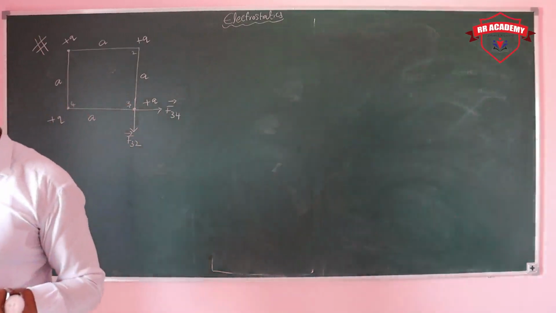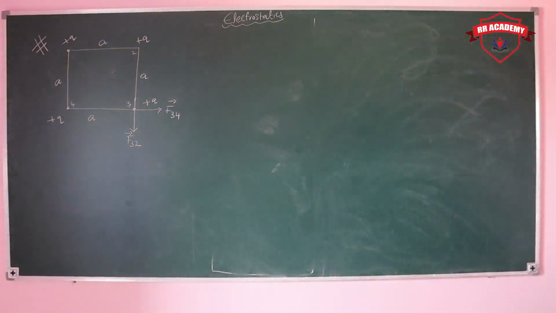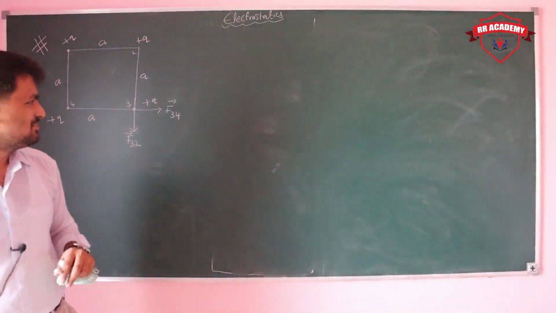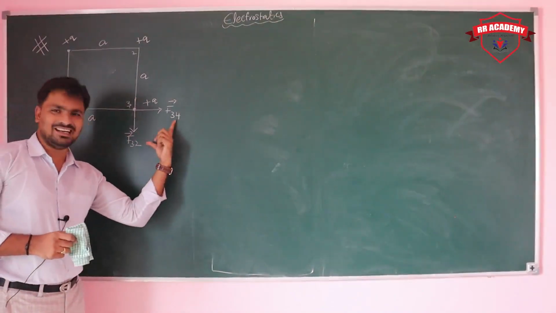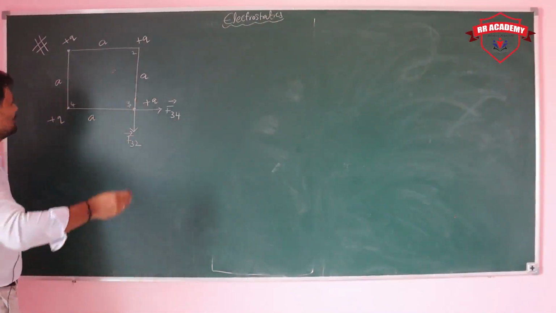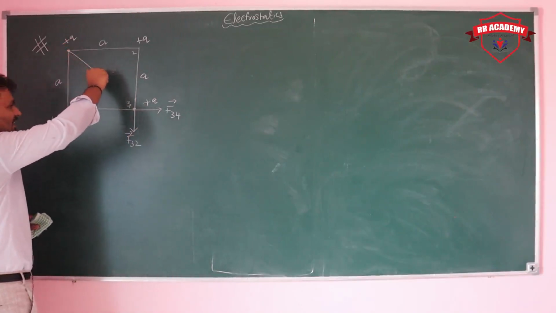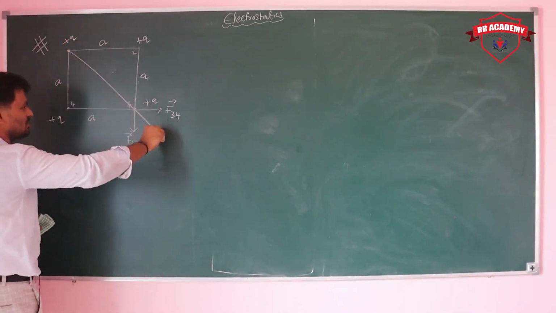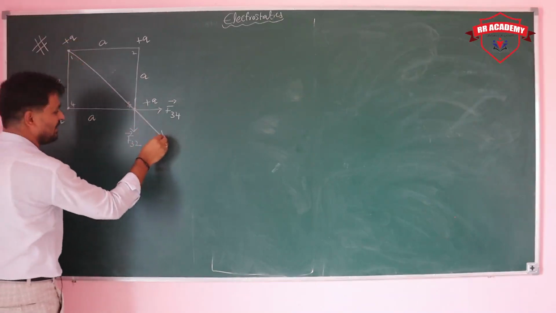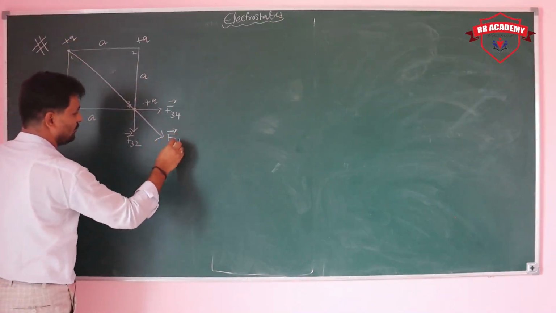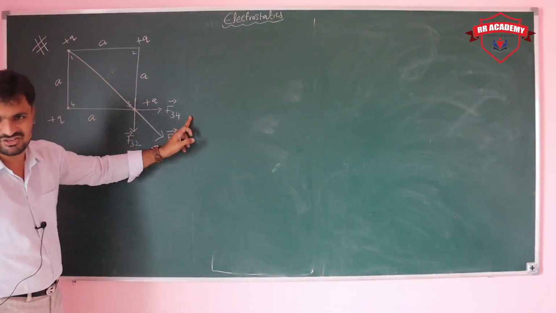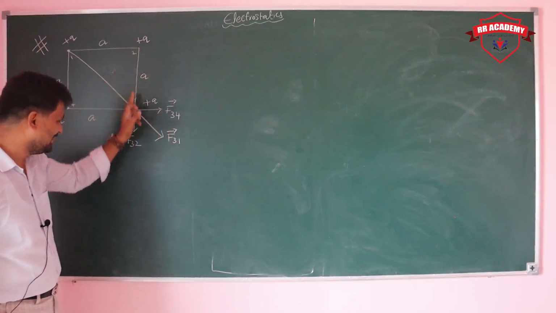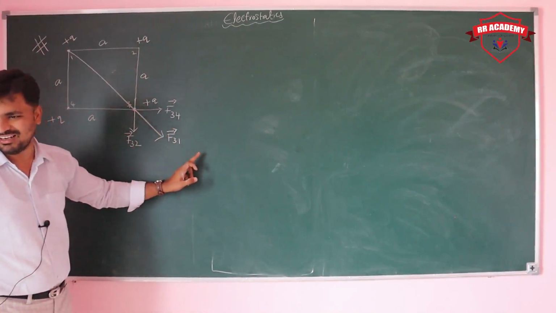Hey, why did you close it? It's hot, that's why. So F32, F31. We will see later what their resultant will be. Let's see here, another force is there. Which force? Force on 3 by 1. This is F31, force on 3 by 1. Force on 3 by 4, this is the direction, vector notation. Force on 3 by 2, it is the vector notation. Force on 3 by 1, it is the vector notation.